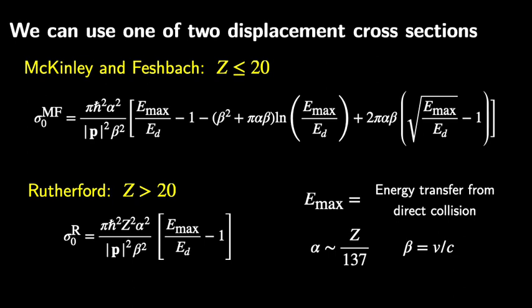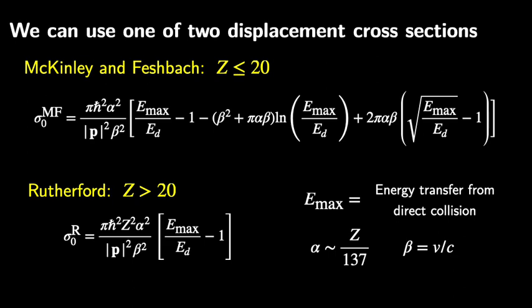And the two cross-sections that are known are, for example, the Rutherford one, which is for atomic number larger than 20, or the McKinley and Feshbach one, which is for the smaller, lighter atoms. So McKinley and Feshbach are the ones that are typically used for this. We call it the MF, sigma naught MF.